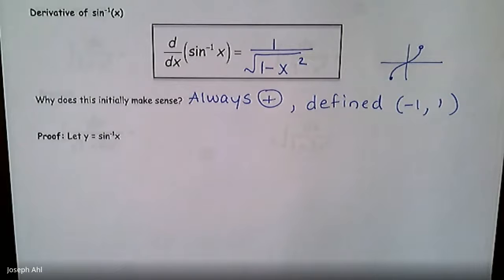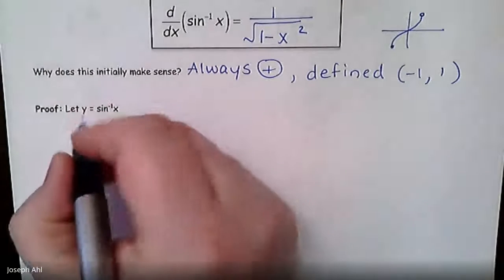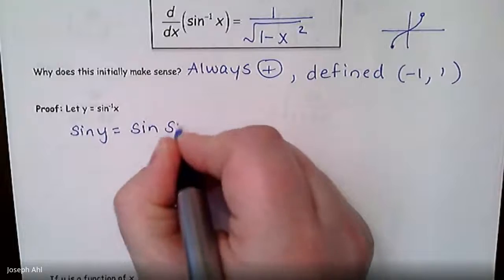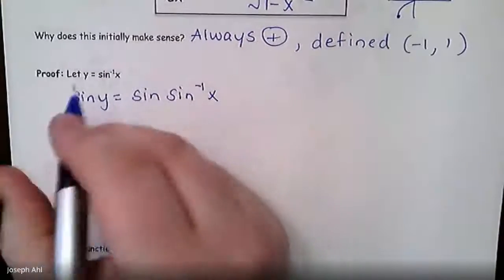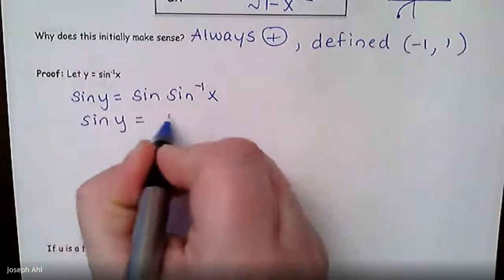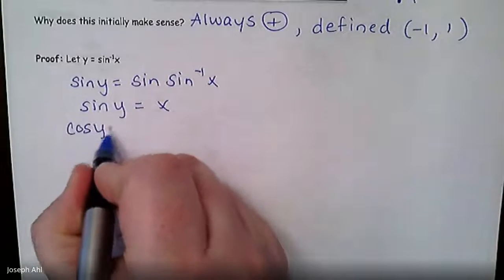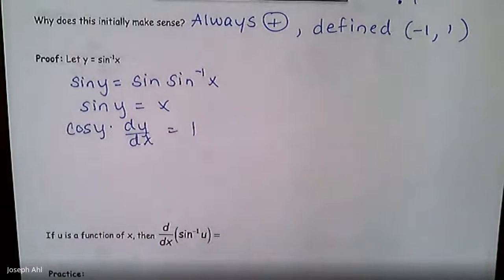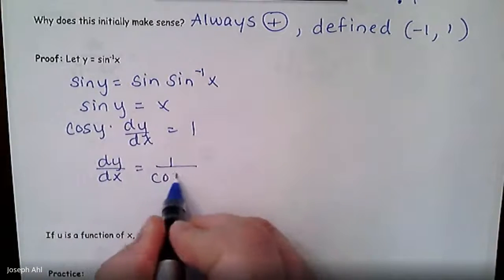And I bet you can justify why using a really similar derivation technique to what we just did with tan inverse. So if y equals sine inverse of x, sine both sides. If you even want to try it on your own, of course, feel free to do that. So then we get sine of y equals x, and then we're going to take the derivative of both sides. So this would be cosine y dy dx equals 1. So dy dx equals 1 over cosine of y.